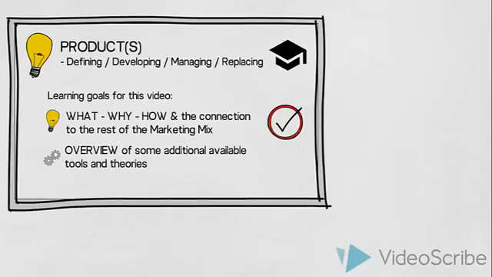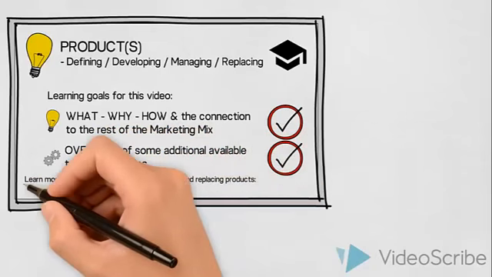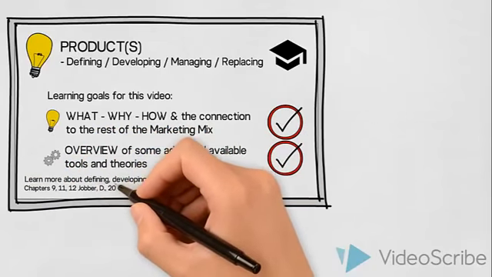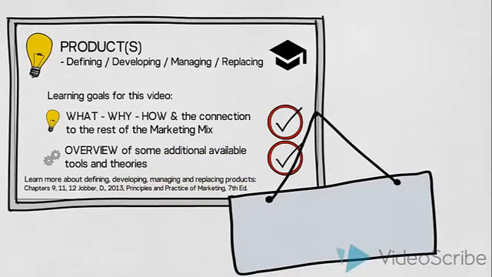We have now established an understanding of what, why, and how to define a product. And lastly, we have presented an overview of some additional tools and theories available to us when defining, developing, managing, or replacing products. To learn more about how to use the different tools and theories introduced in this video, I recommend that you read chapters 9, 11, and 12 in David Jobber and Fiona Innes-Chadwick's Principle and Practice of Marketing 7th edition.